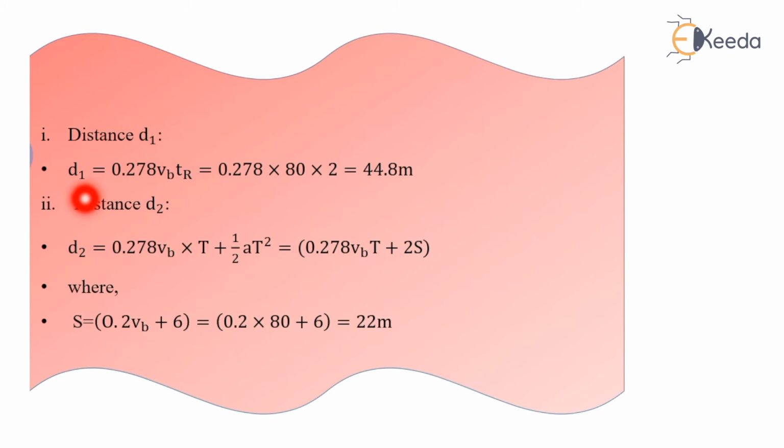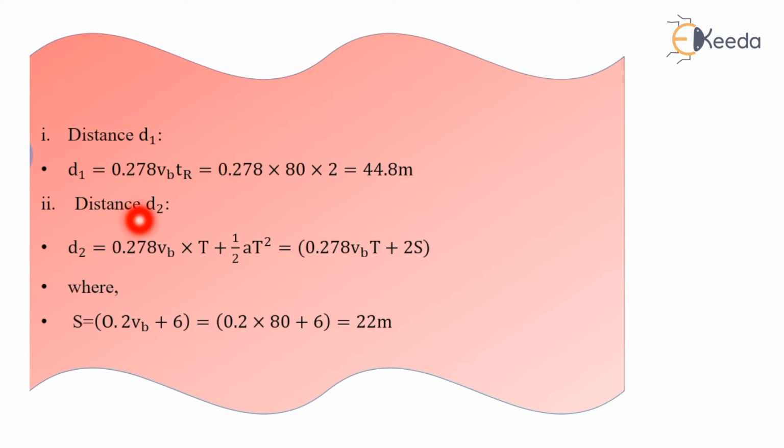We will calculate first D1. D1 is nothing but 0.278, that is we have to convert the kilometer per hour into meter per second. This is the conversion factor, 0.278, VB into TR, that is 80 into 2. We will get the D1. This is simply V into T, speed of the vehicle B into perception reaction time 2.